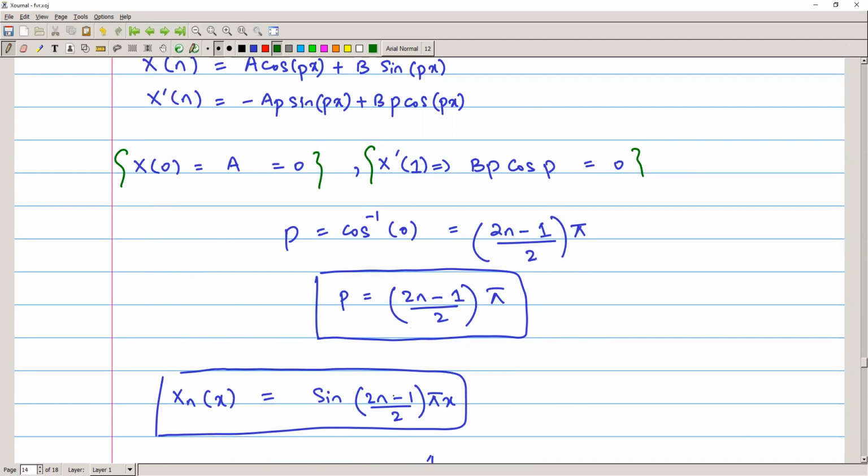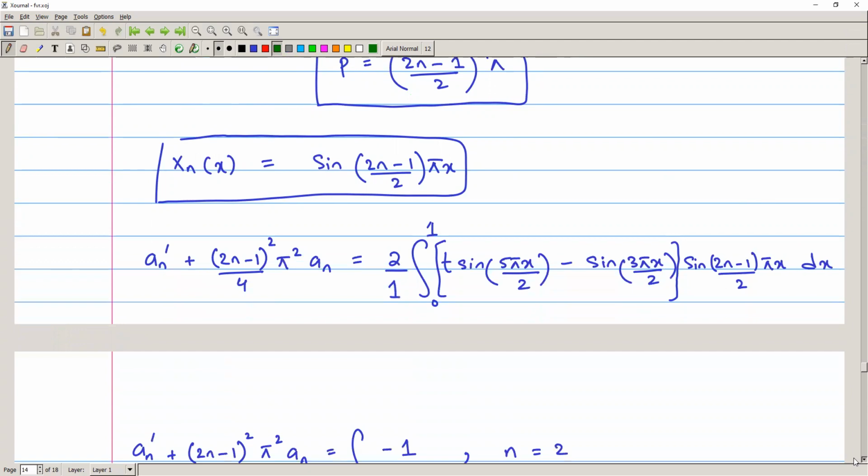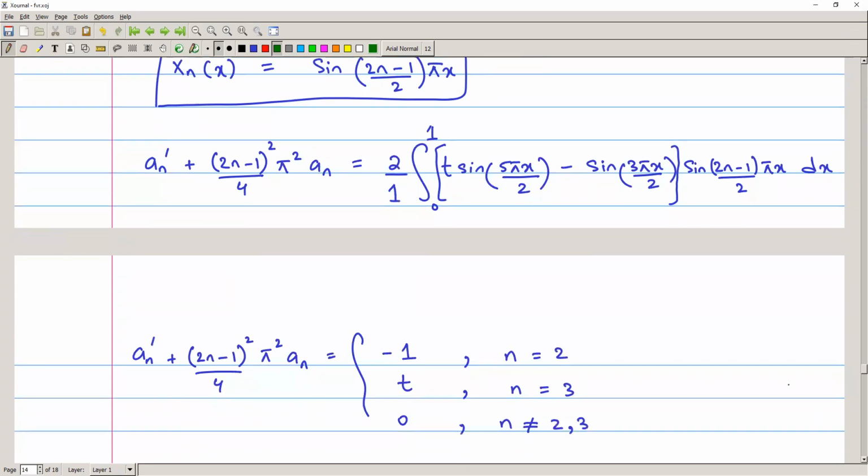Therefore, we are going to expand the solution in terms of sine, right? Now we are going to find this family of differential equations, that is an prime plus 2n minus 1 squared over 4 pi squared an is equal to the integral of the function of xt with the eigenfunction, right? So this is the function of xt. We have to integrate with the product of the eigenfunction from 0 to 1 for the limits, right?